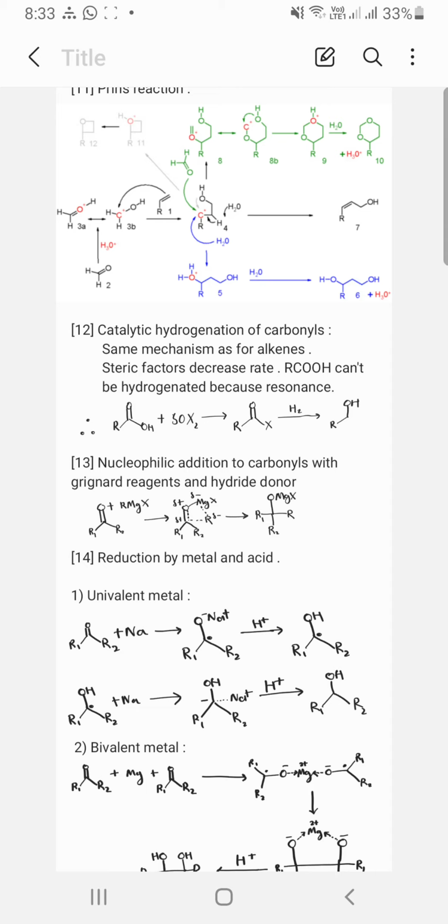Okay, fine. So RCOOH can't be hydrogenated like that, not with catalytic hydrogenation, at least not at a practical rate. So instead we convert it to something else and then do it. Similarly, these cannot just be reduced by LiAlH4. So instead we convert them to esters, which can be reduced by LiAlH4, right? Okay.